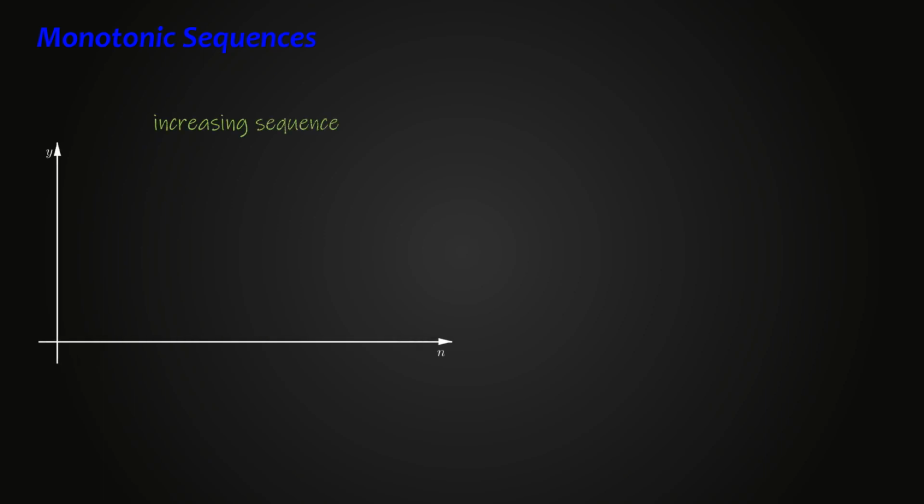Monotonic sequences. A sequence is increasing if for any term in the sequence, the next term is greater than or equal. An increasing sequence can be written as the following inequality. The equality means that an increasing sequence may have consecutive equal terms, as long as the terms before are lower and the terms after are higher.